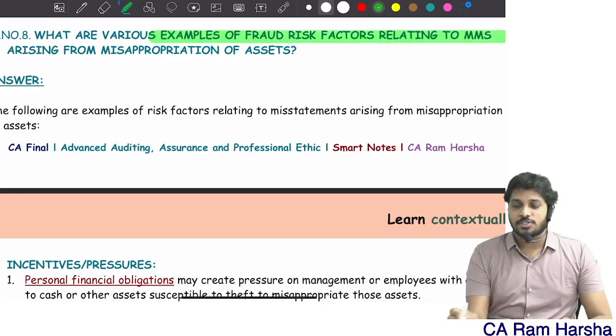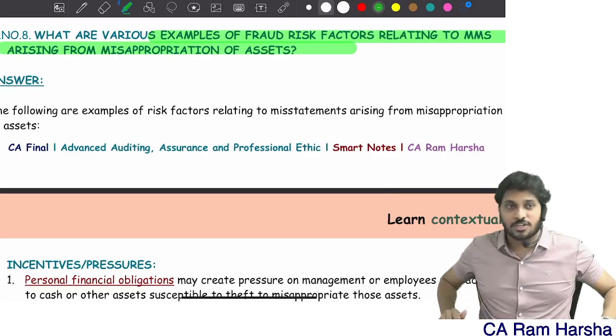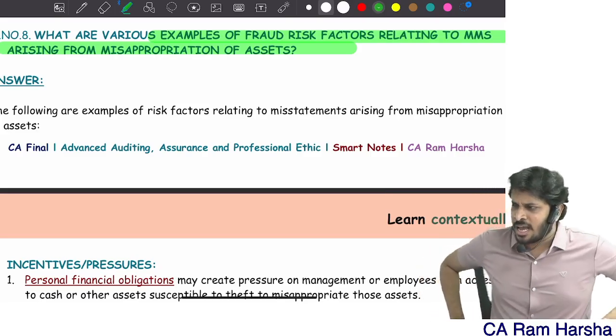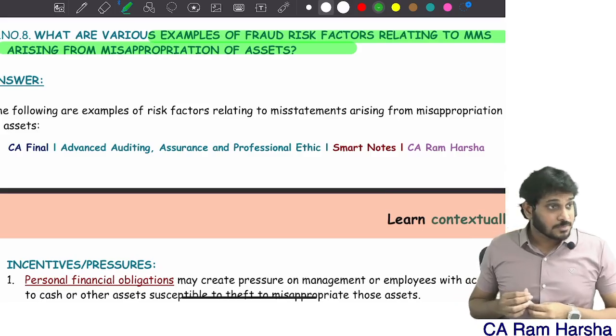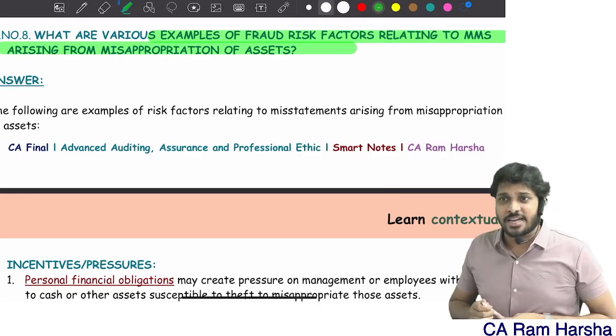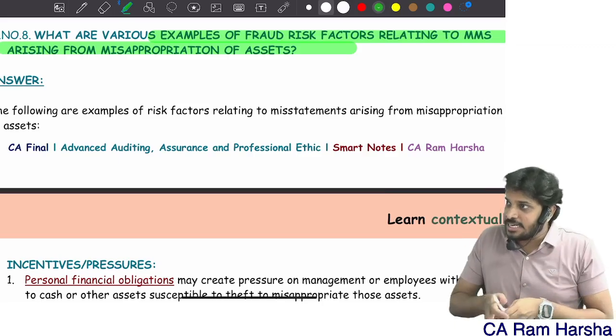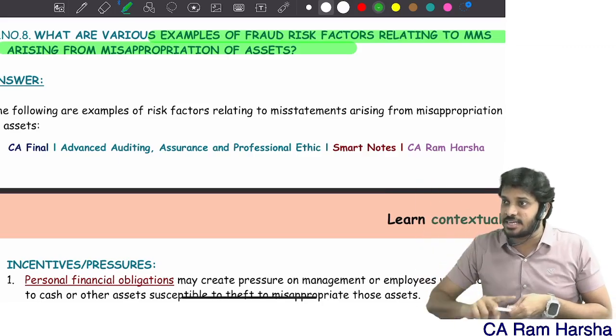What are examples of risk factors for misappropriation of assets? Suppose misappropriation of assets is happening, how do you find symptoms for that? In a company, whether misappropriation is happening or not, will there be any indicators? If you don't know, don't worry, the standard gives an explanation. You read the standard and see whether there are any such indicators in the real entity or not.